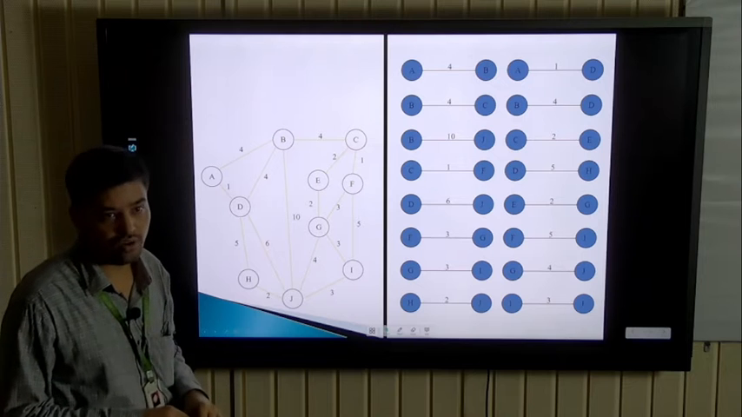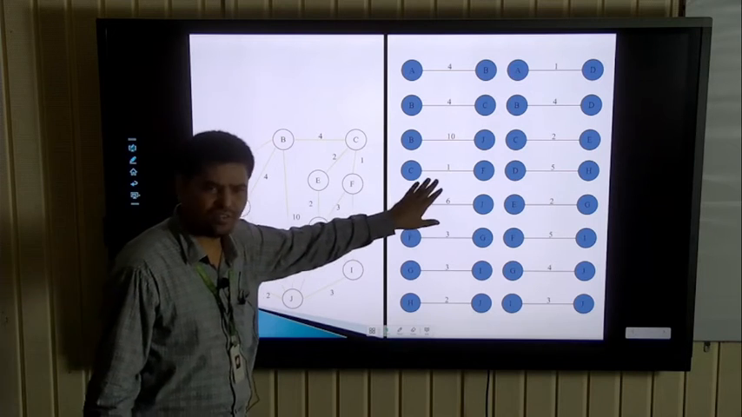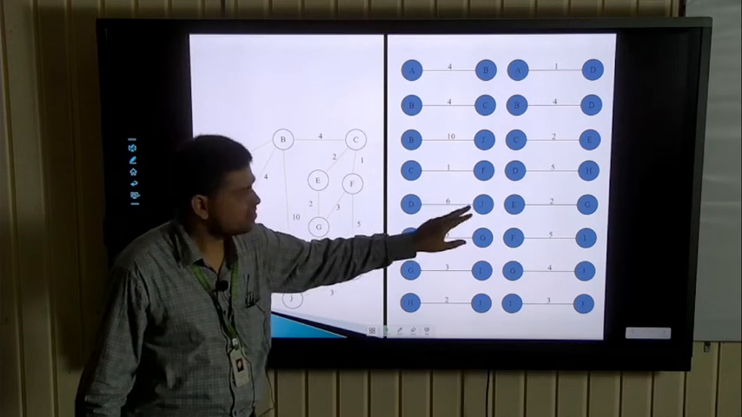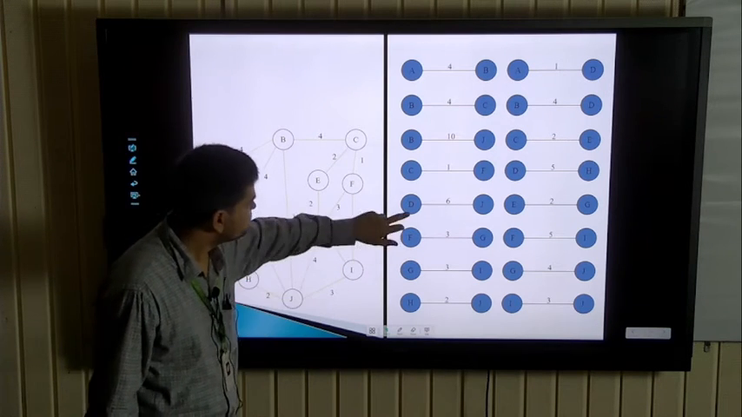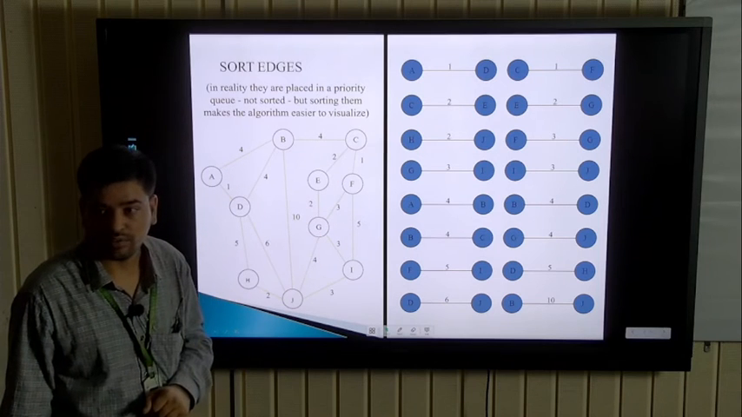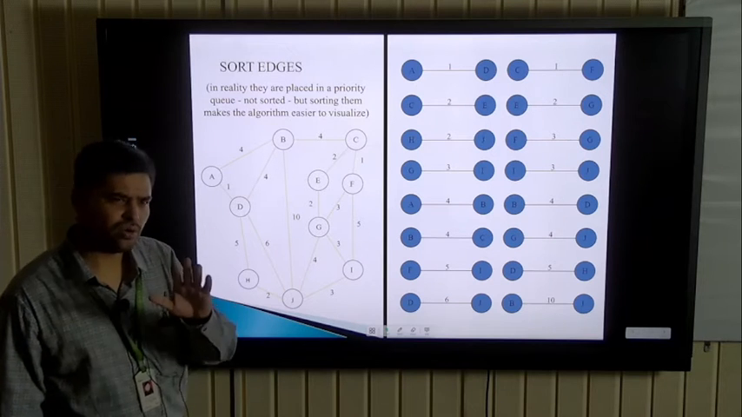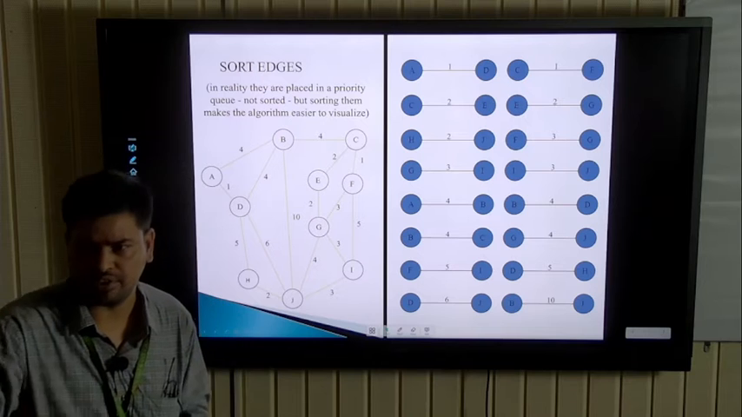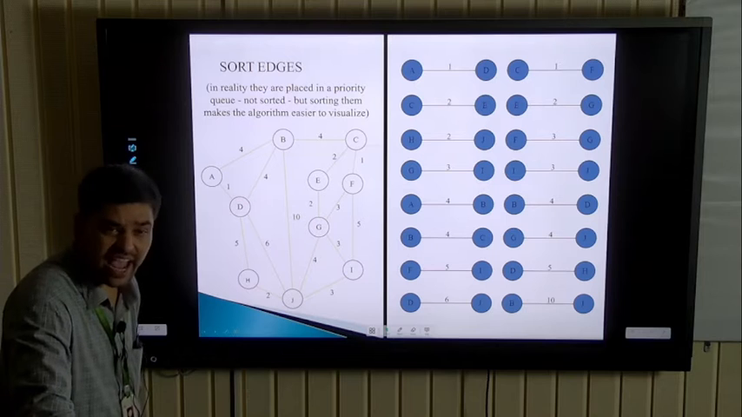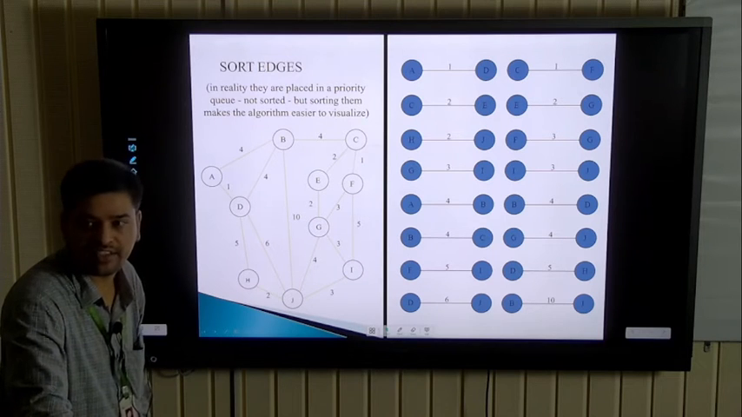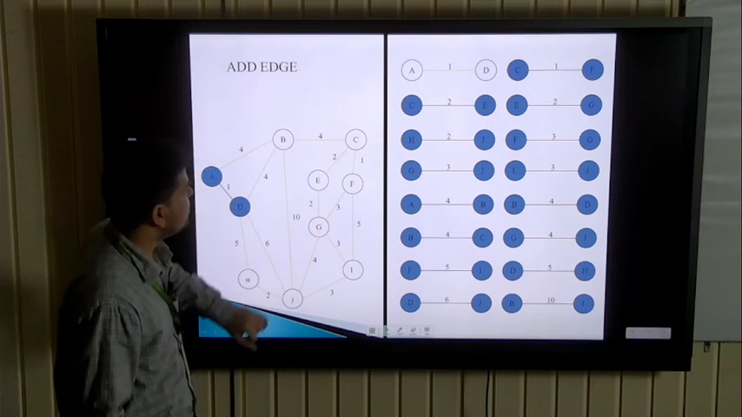Now we arrange all the edges according to their weight, or cost. Weight and cost are the same thing. We call it cost because we find the minimum cost tree. So we set the edges according to their cost. Which one is lowest? A to D. So you select the first edge, A to D.